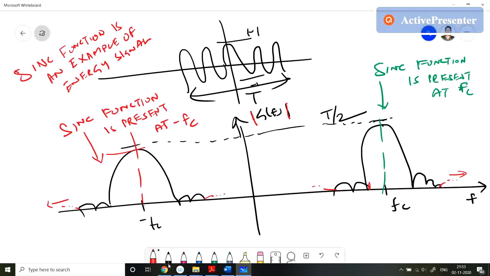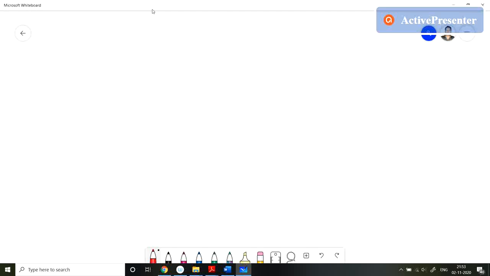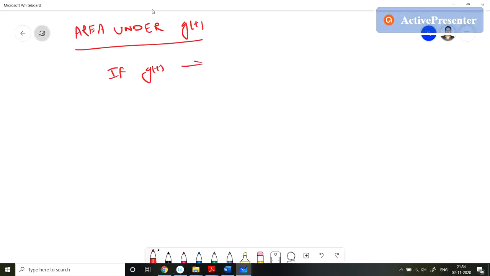So let us discuss another very important property. That property is area under gt. According to this property, if gt has the Fourier transform gf, then if we integrate gt from minus infinity to plus infinity, it is equal to G0. It is very simple to prove that. So let us prove this.